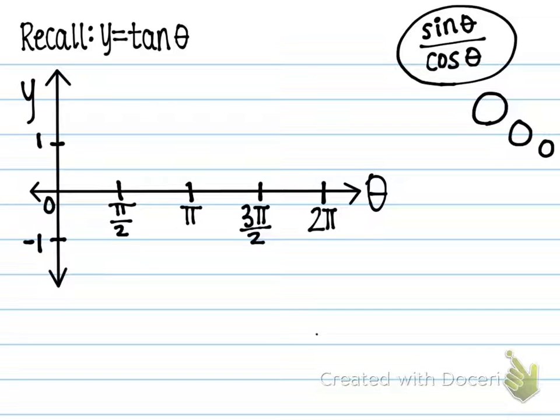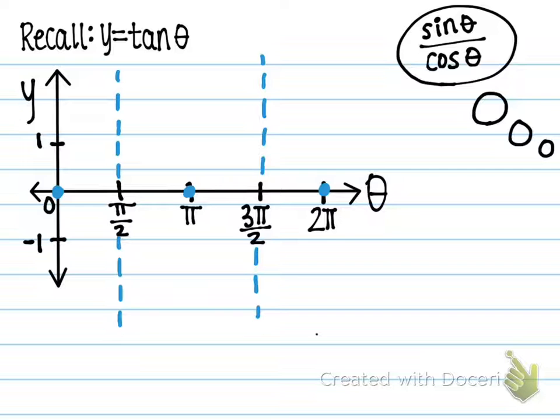Pi over 2 and 3 pi over 2. No, tangent equals 0 at? 0 and pi and 2 pi. Right there. Where is tangent undefined? Good, so we'll have asymptotes right there because that's how we indicate where a function's undefined on its graph. It's an infinite discontinuity. All right, so we have our asymptotes.